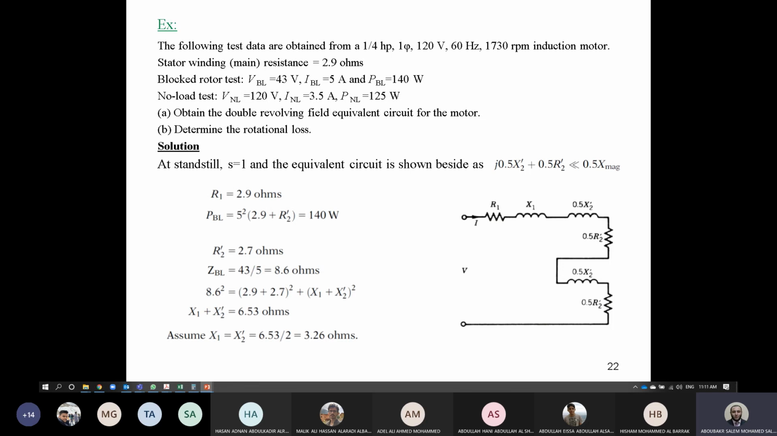Right, what is the aim of the tests? The aim is to identify the motor parameters. Right, let's see the problem, and we can recognize from the problem how we can make these tests and calculate the parameters based on some given data within the test. So the problem says here the following test data are obtained from 1/4 horsepower single phase induction motor.